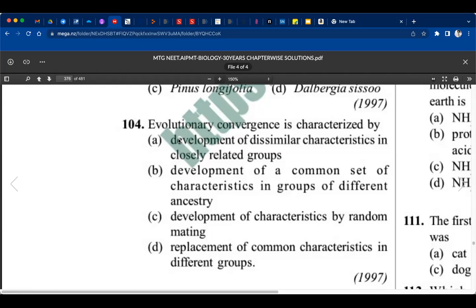Okay, good, Saifullah. So, all of you, this is the right answer. Development of a common set of characteristics. Option B is correct. So, evolutionary convergence simply means that different organisms converge to similar function in evolution. So it is a development of a common set of characteristics in groups of different ancestry.